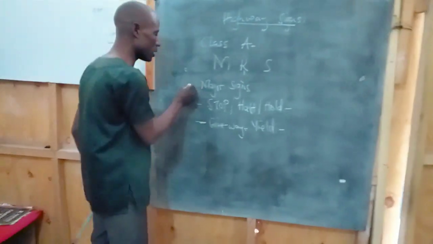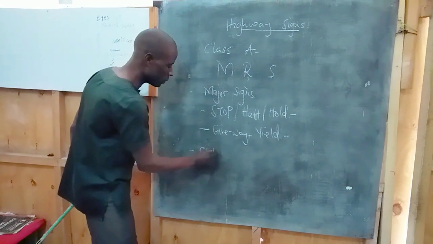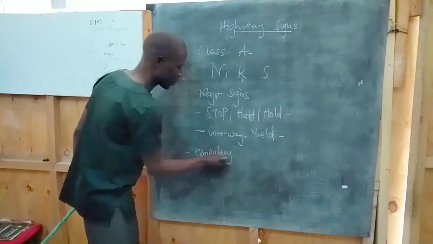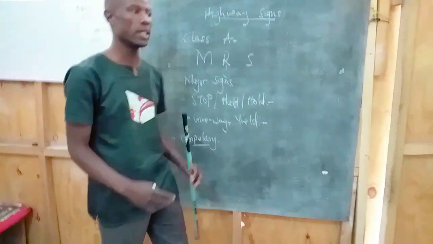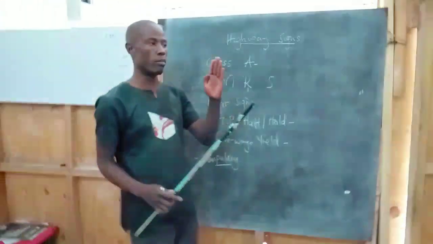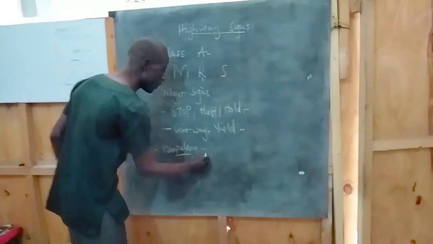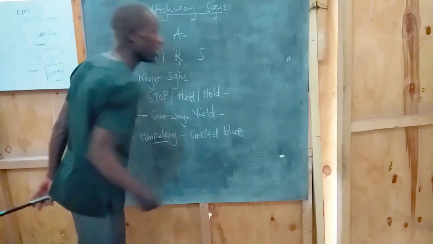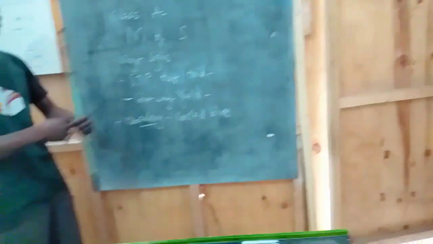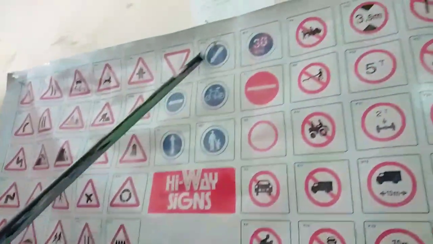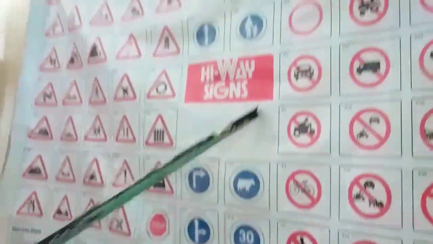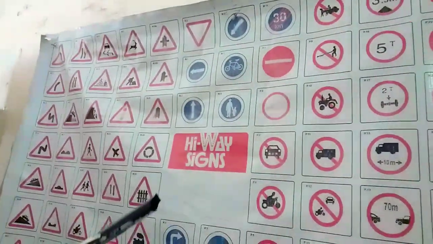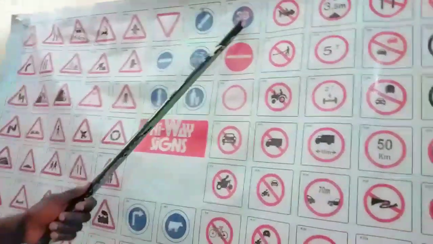Now we talk about the compulsory signs also. Compulsory signs are the signs that are circled blue. They say compulsory. So when we look at them, they are in blue. These ones are circled blue. They are the compulsory signs. Now, when we mention them, we must include the word compulsory.